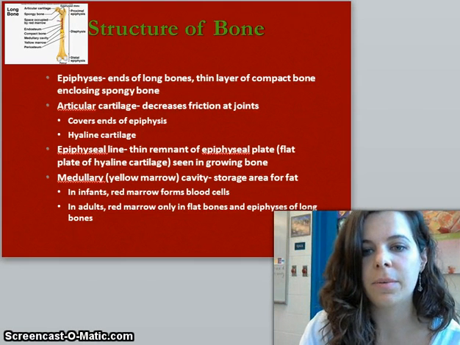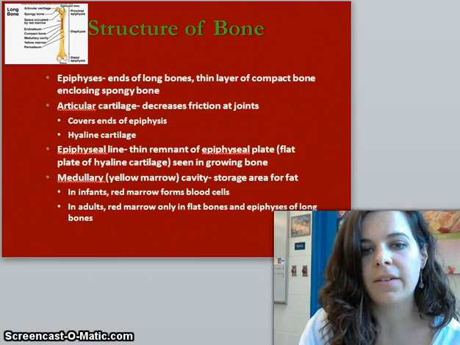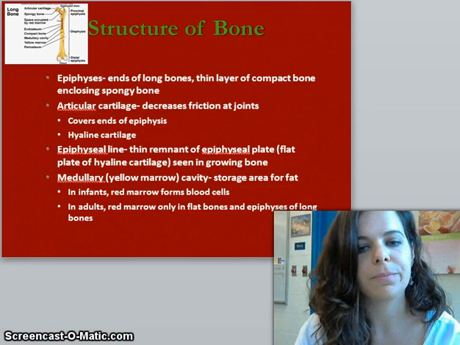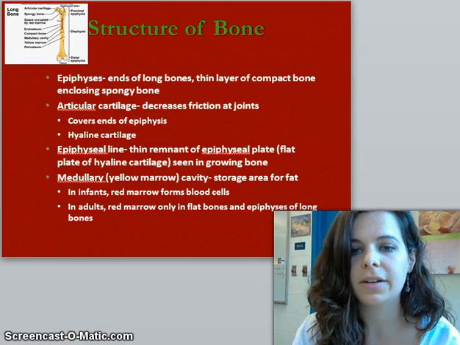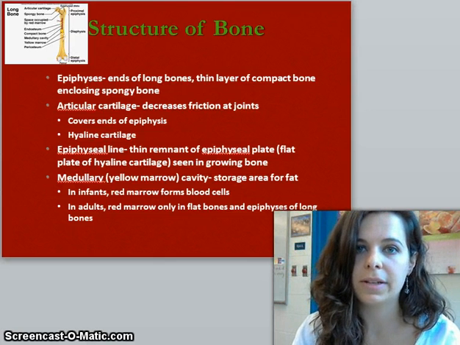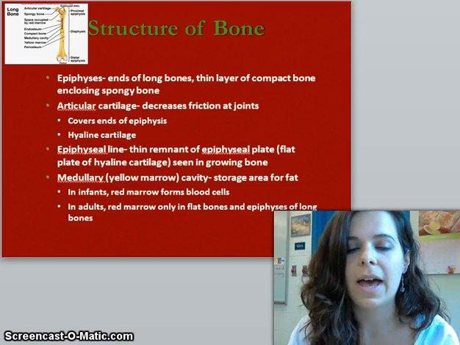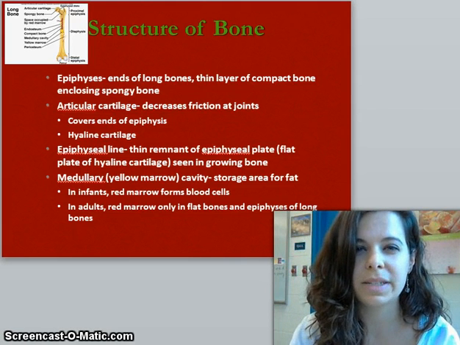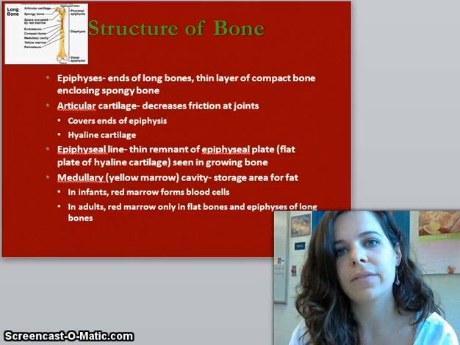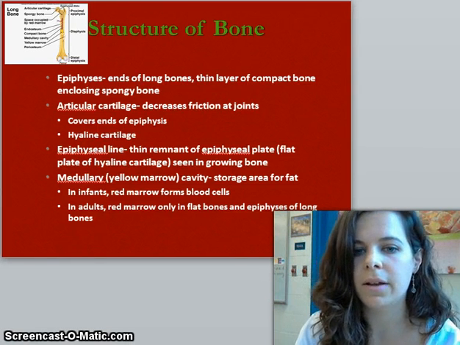At the ends of the bones, you have epiphyses, which are made of a thin layer of compact bone enclosing spongy bone. Those are covered by articular cartilage, and articular cartilage decreases the friction at your joints. It's made of hyaline cartilage, which is very glassy and smooth, which is how the friction gets decreased. As this breaks down as you get older, this can be why you have knee pain or joint pain, and why you might need a replacement.